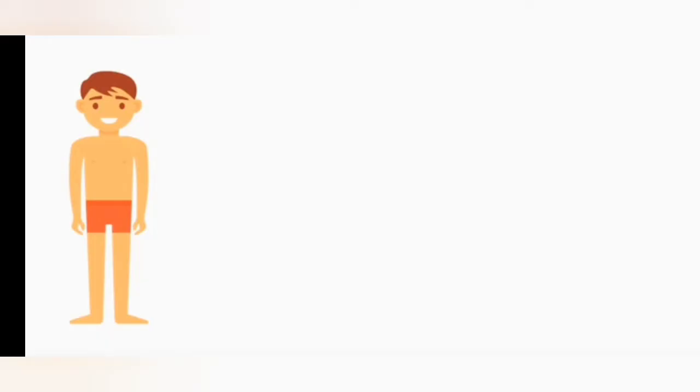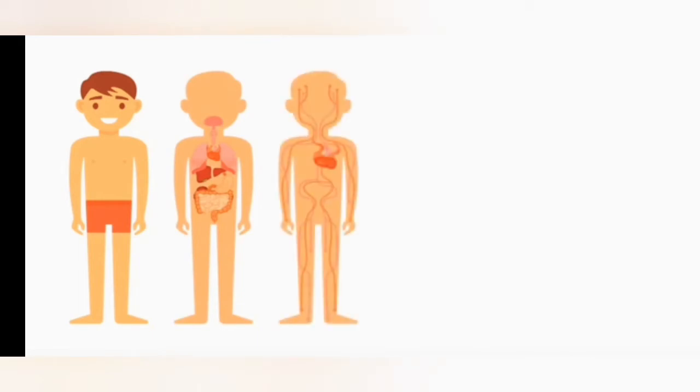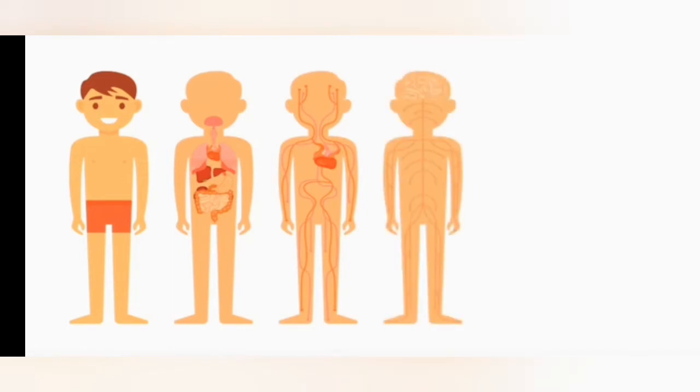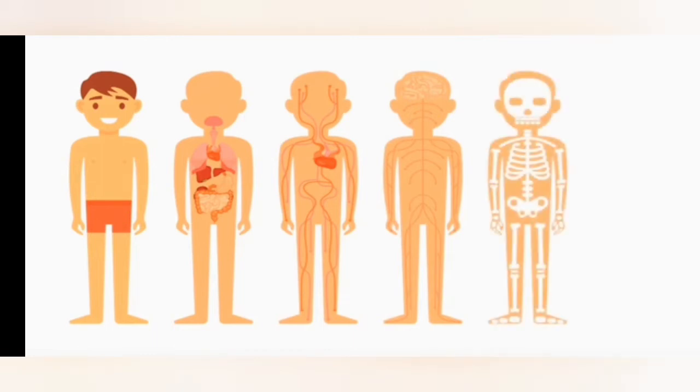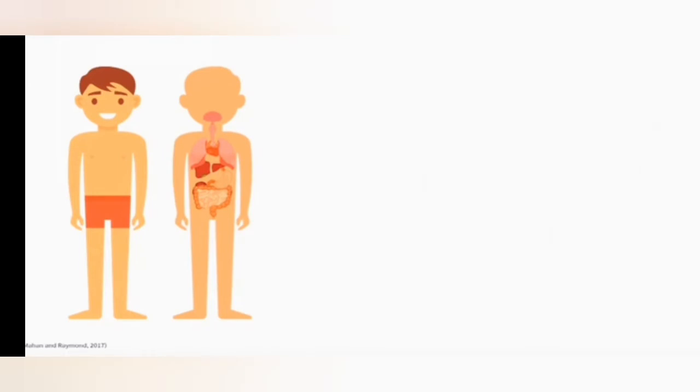Suppose this is the picture of the body, which includes the organ systems. This is the second picture showing the GIT system, the third picture showing blood circulation, the fourth picture showing the nervous system, the fifth picture showing the skeletal system, and the sixth picture showing another system.